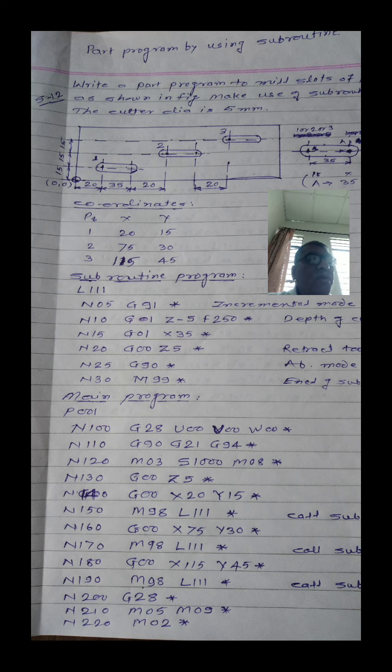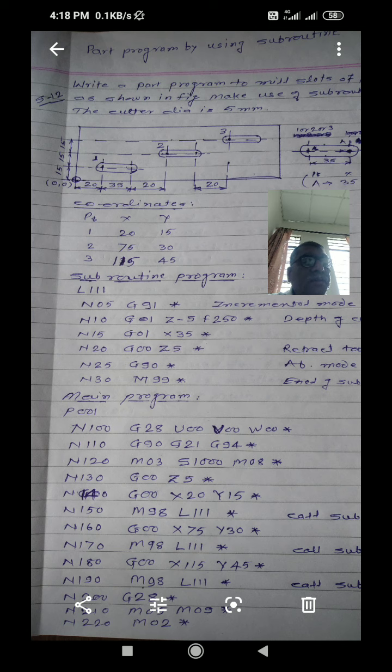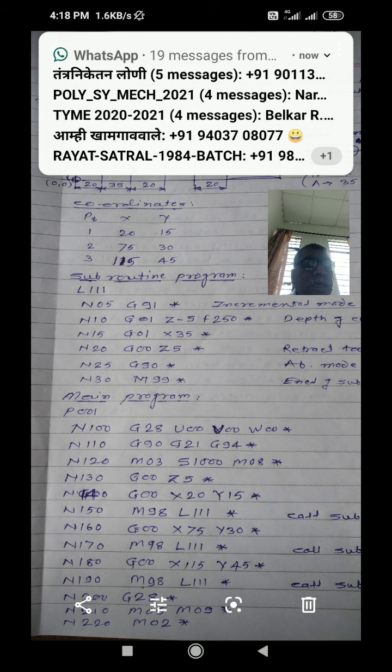Why x35, y0? Because your point 1 is your starting point of the operation. It becomes the origin, that is 0,0. From this point you have to measure the coordinates of point A. That is, along the x-axis is 35, along the y-axis is 0. To machine the slot, you have to move the cutter from point 1 to A. Is it clear? Then you can write the part program, that is the subroutine.